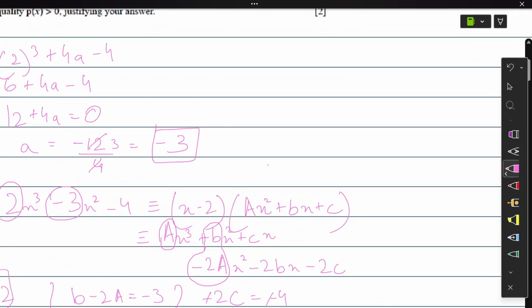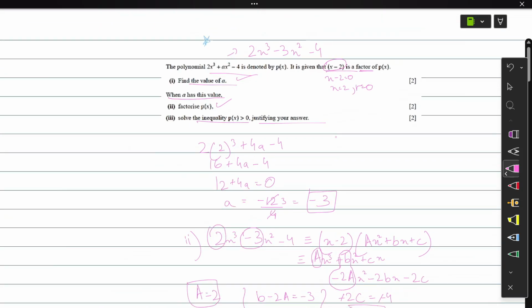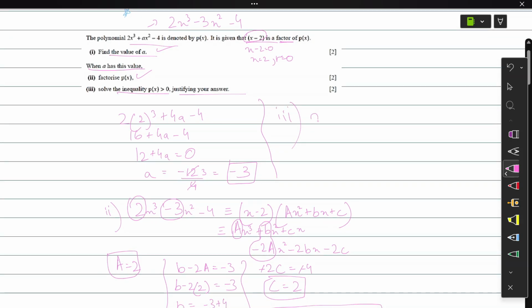This is your answer. Now, what does part 3 state? Part 3 states: solve the inequality, justifying your answer. Okay, so what do we need to do? Let's do part 3 over here. For p of x, let's take the simplified factorized version of it: 2x squared plus x plus 2 is greater than 0.